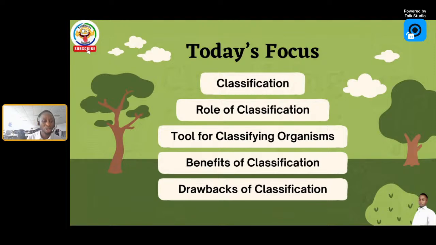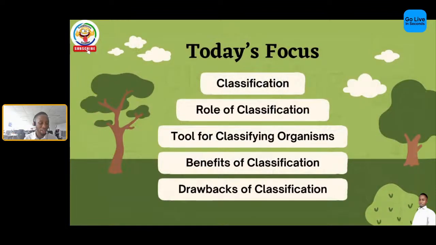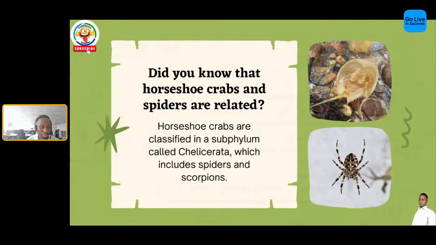First and foremost, we'll be taking a look at the slides. This one is classifying organisms, how and why we need to classify organisms. Today we'll be focusing on classification, the role of classification, tools for classifying organisms, benefits of classification, and also drawbacks of classification. We'll be taking a look at each of them. Let's look at the next slide.